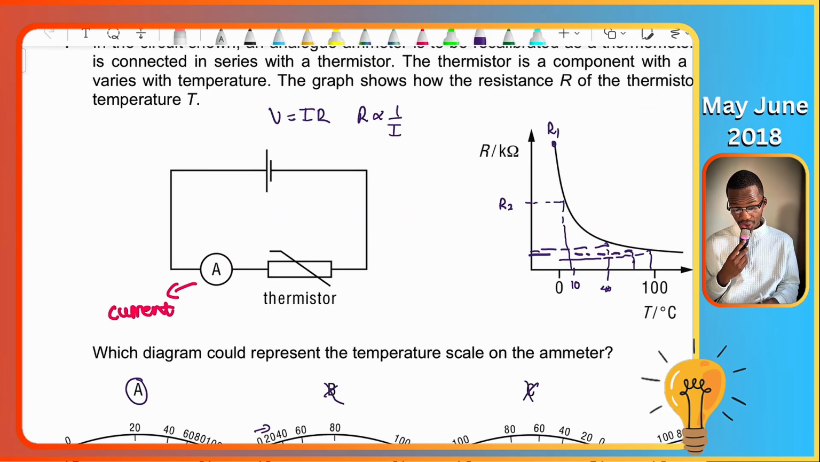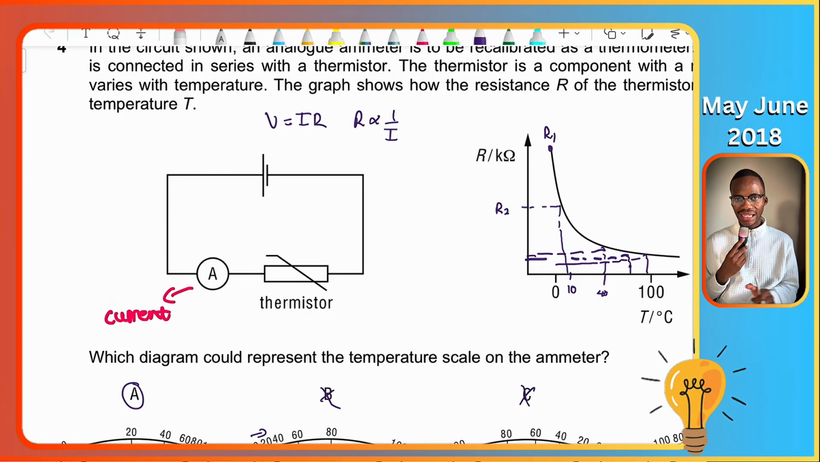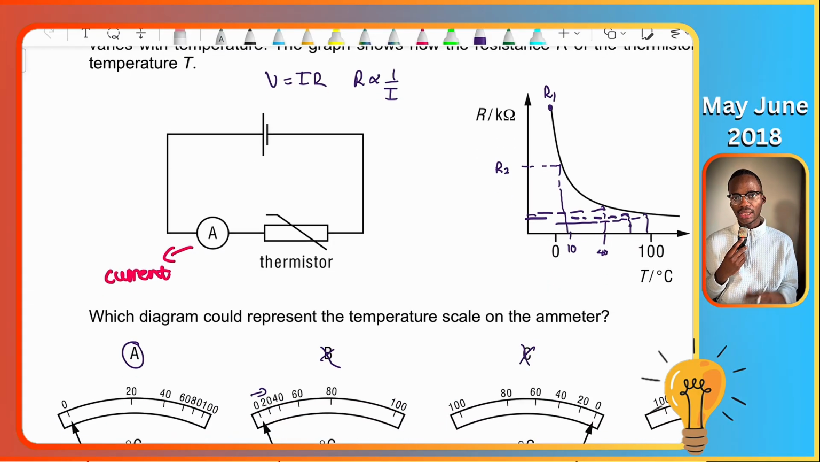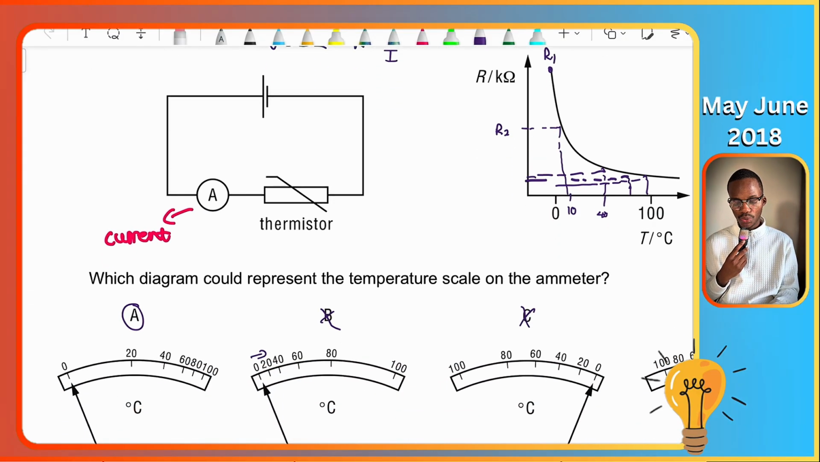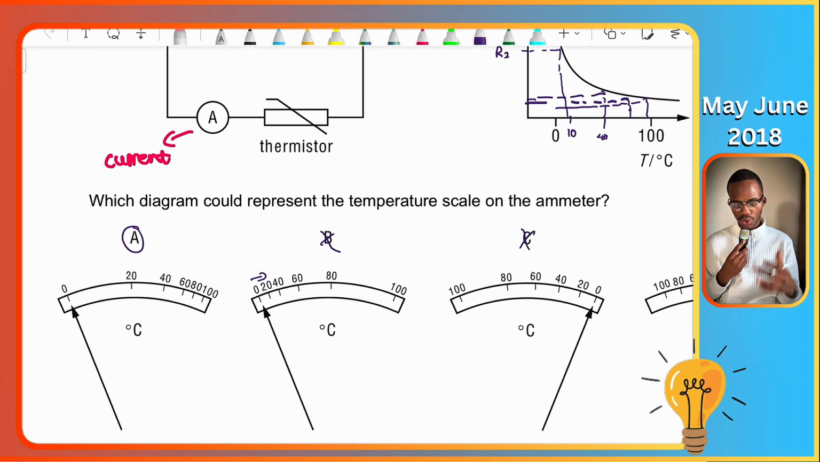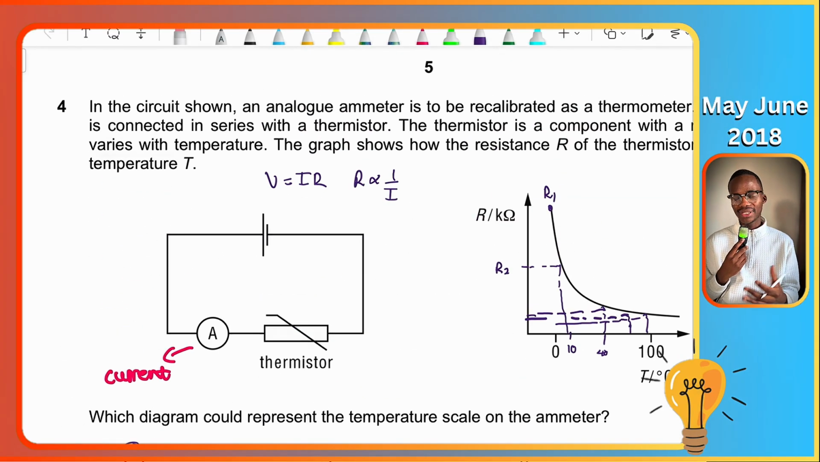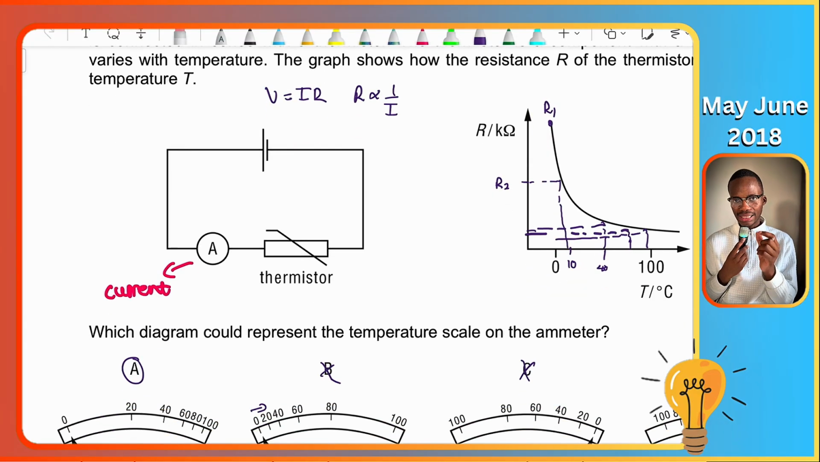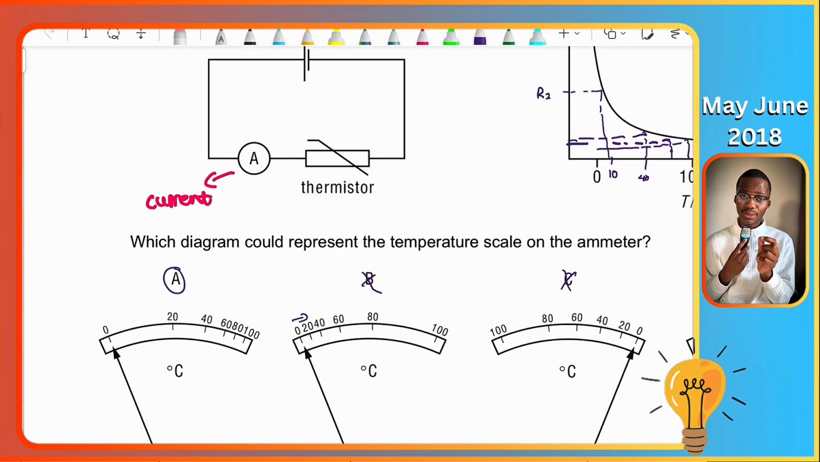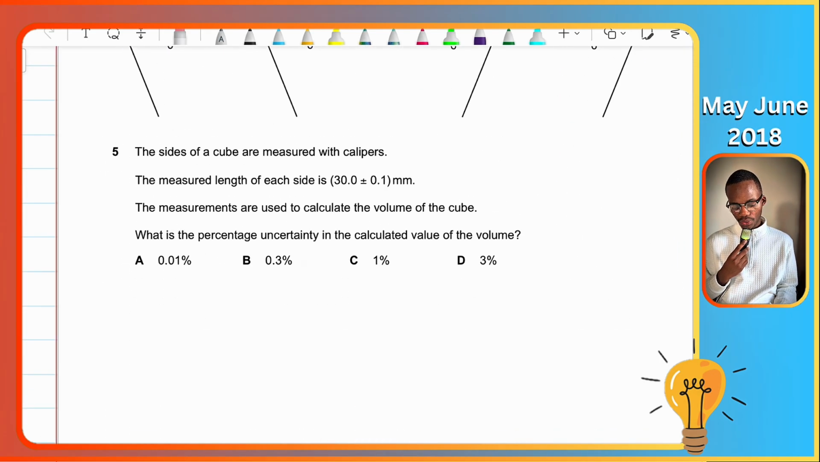The resistance is going to change, so the current is going to change. The ammeter is going to deflect normally as it would, because the resistance is changing, so the current is changing. The only difference is that instead of us measuring the current, we're measuring the temperature at which that deflection occurs. So at 20 degrees, we're going to have a very big deflection because we've had a very big drop in resistance. But over time, that gap is going to get smaller and smaller. So the deflection current is going to get smaller and smaller. So the correct answer is going to be A. Move on to question 5.